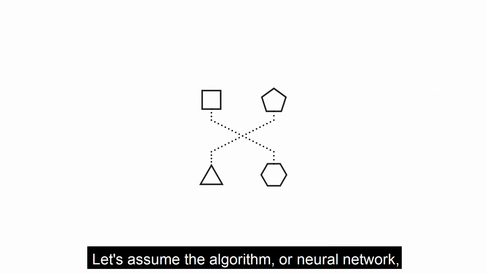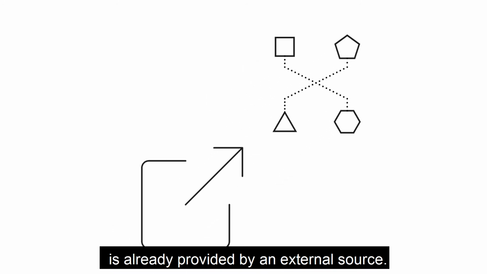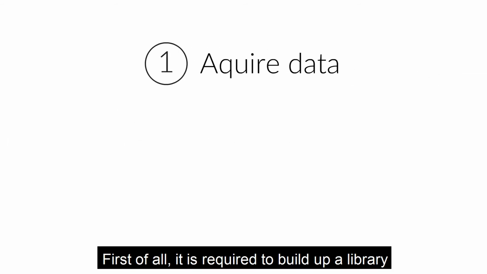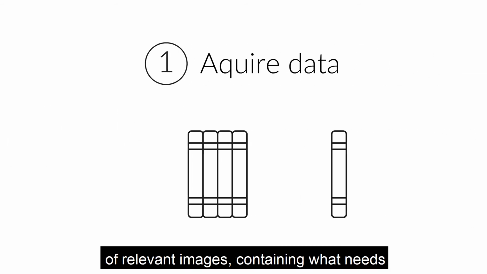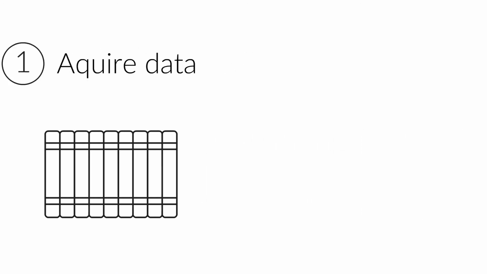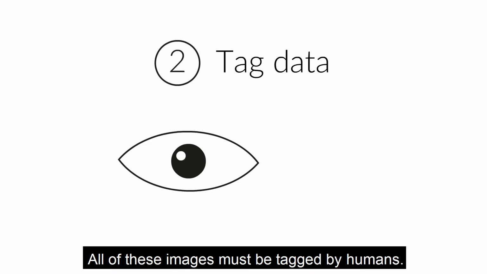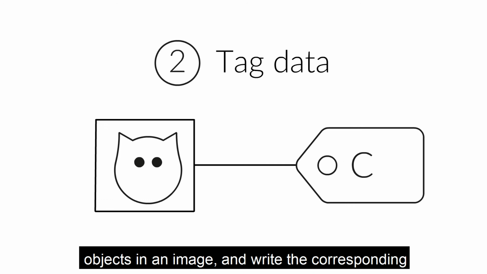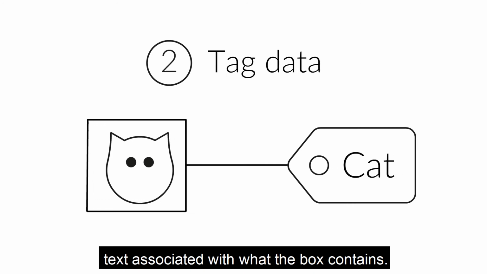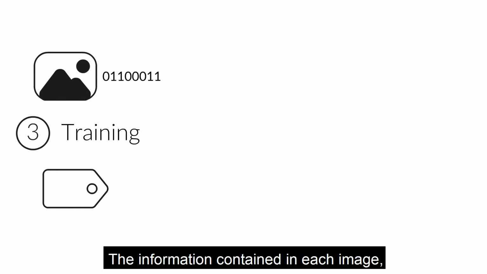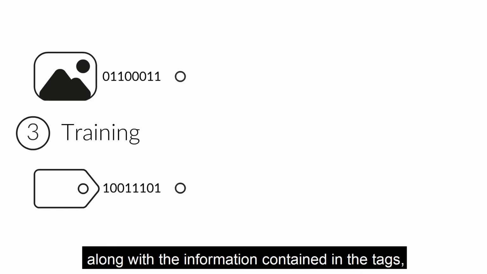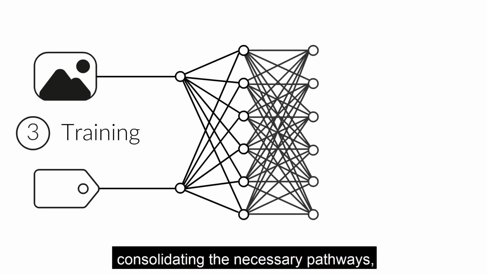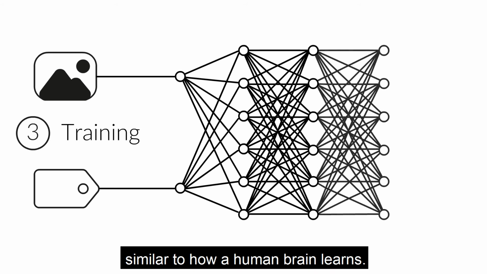Let's assume the algorithm or neural network is already provided by an external source. The steps for training it are as follows. First of all, it is required to build up a library of relevant images containing what needs to be recognized by the computer. All of these images must be tagged by humans. That is, people must draw boxes around objects in an image and write the corresponding text associated with what the box contains. The information contained in each image, along with the information contained in the tags, are fed into the neural network, which undergoes automatic training, consolidating the necessary pathways similar to how a human brain learns.